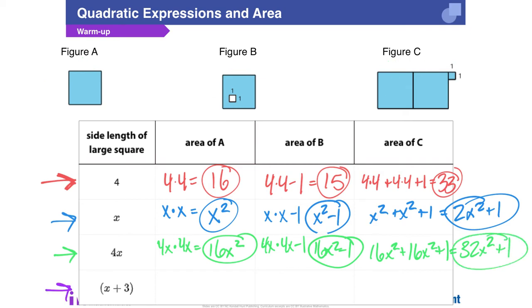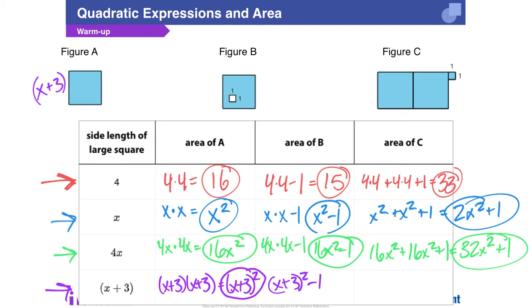And our last row, what if the lengths were x plus 3 for the square? Well, for our first one, we'd have x plus 3 times x plus 3 would be the area, but I would rewrite that as just x plus 3 squared, and we're going to leave it like that for now. Figure B, well, it would be that same area, x plus 3 squared, but then we'd have to subtract off that 1 for that little white square.